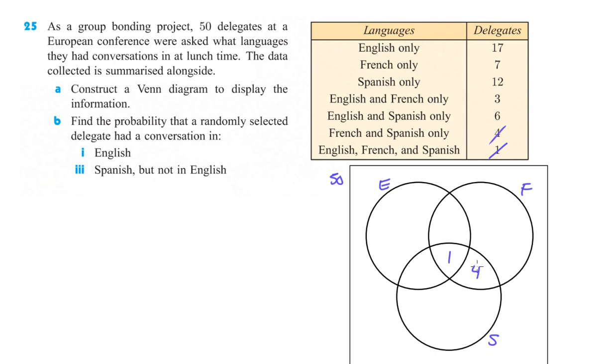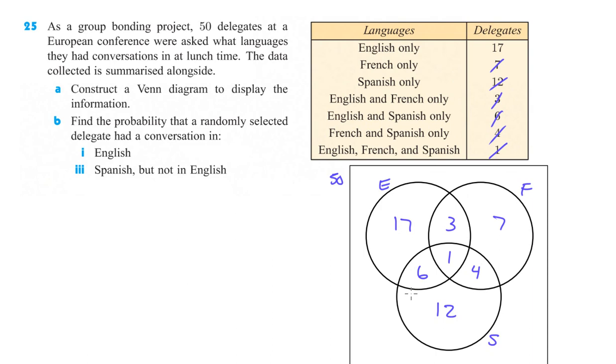So those 4 go here. English and Spanish only, there were 6. English and French only is 3. And then only Spanish is this 12 right here. Only French is this 7 right here. And only English is this 17 right here.